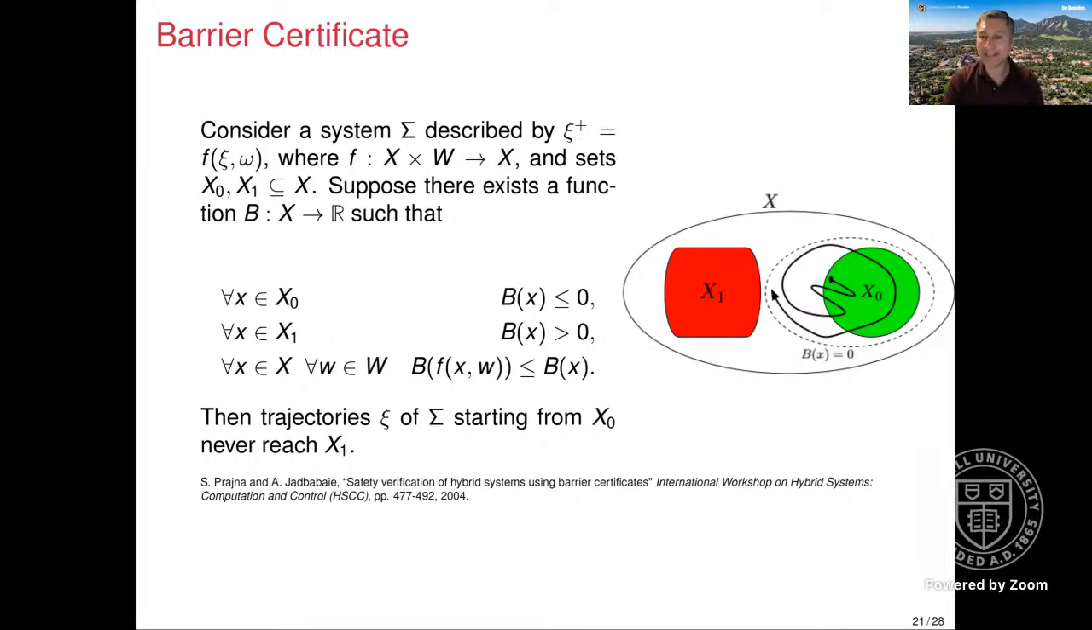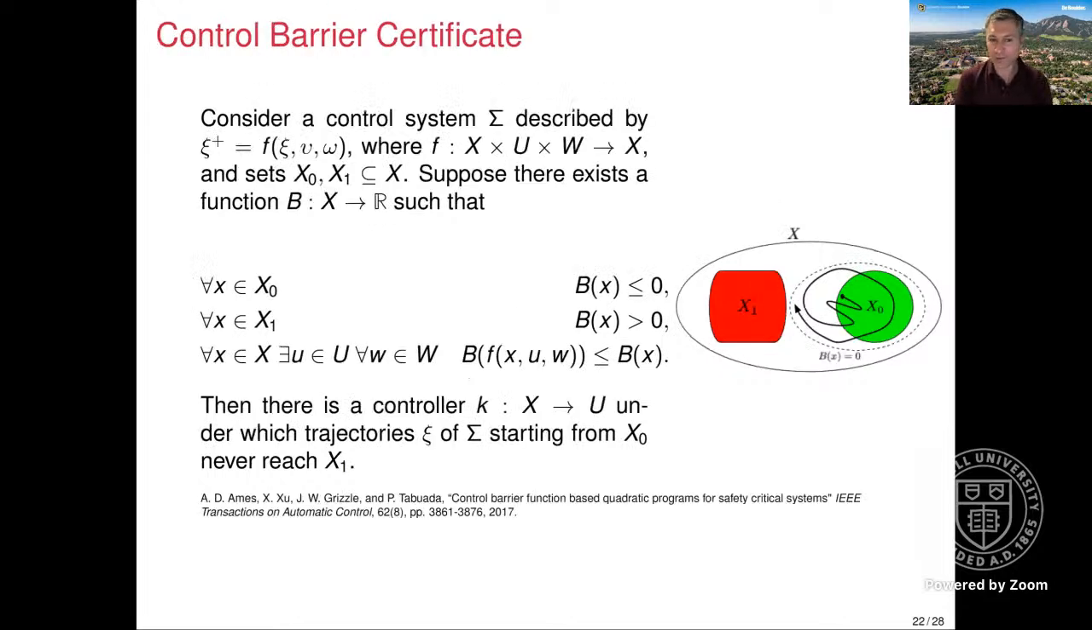What if I want to design a controller that, when I start inside green, navigates the system and doesn't allow the system to go inside the red? That notion is called a control barrier function. So now I add a control input to my dynamics. Suppose again there exists a function b, its domain is the state set, codomain real numbers, such that the first two conditions are the same as before. Inside the green region, which is the initial set, the value of the barrier is less than or equal to 0. Inside unsafe, the value of the barrier is positive.